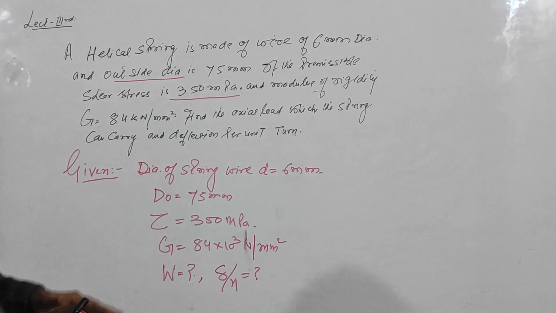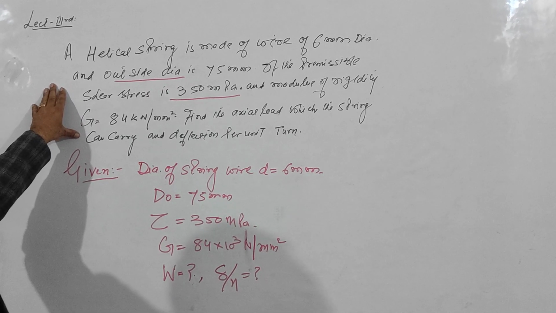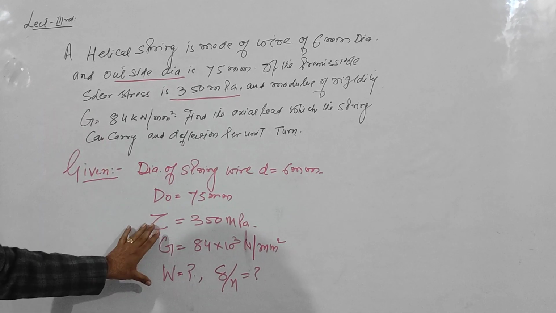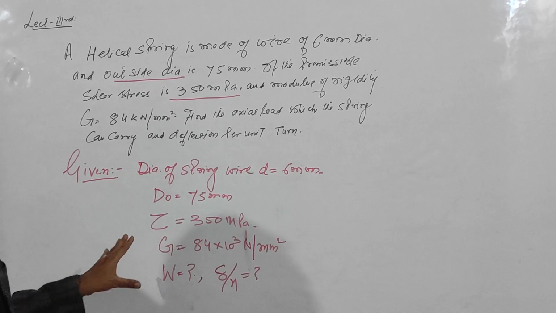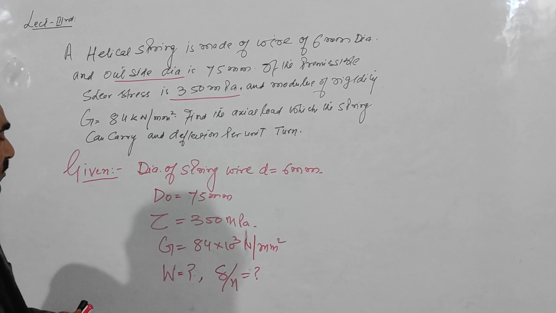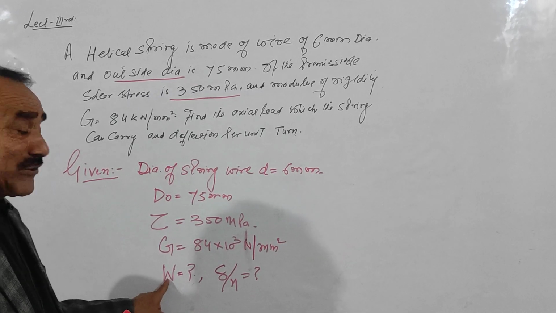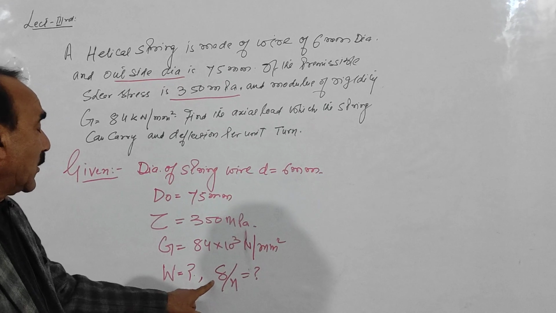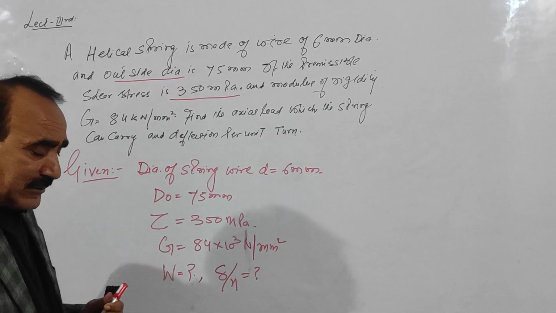So first of all, you read the problem. What is given in the problem here? You write down all the parameters which are given in the problem. These are the parameters here, right? These are the parameters. Now, next one is what you have to calculate. We have to calculate the axial load and we have to calculate the deflection per unit turn. Right? This we have to calculate.